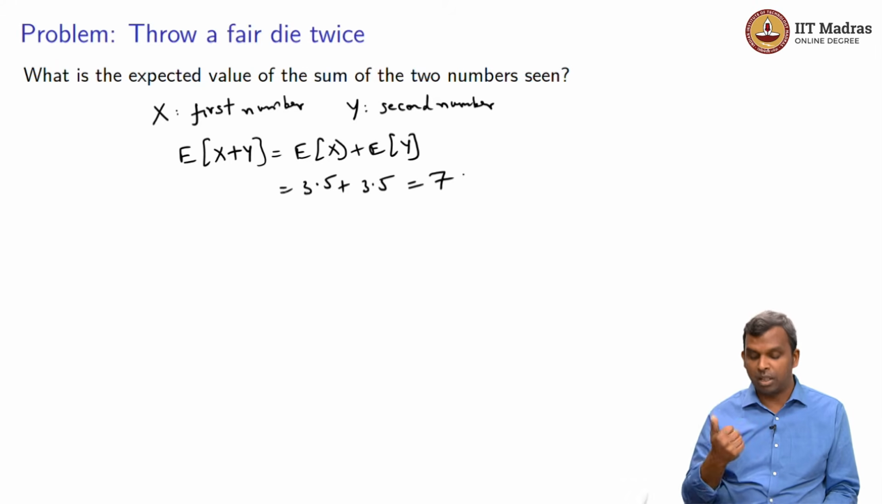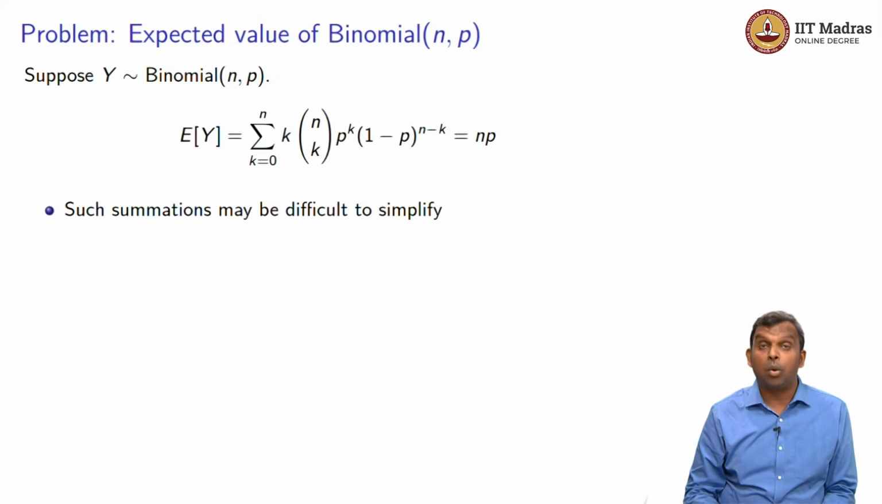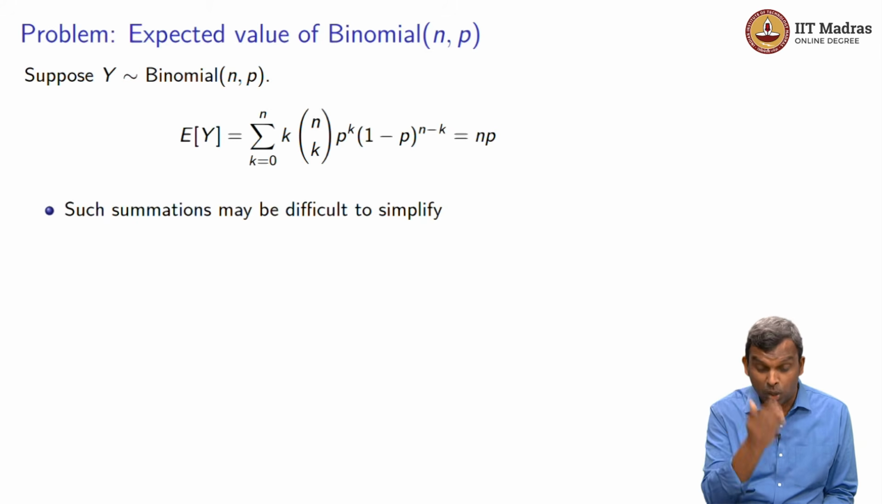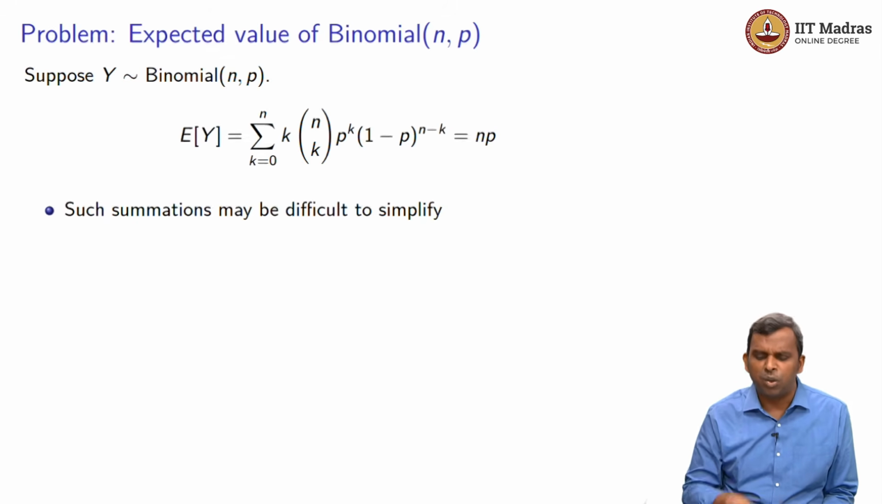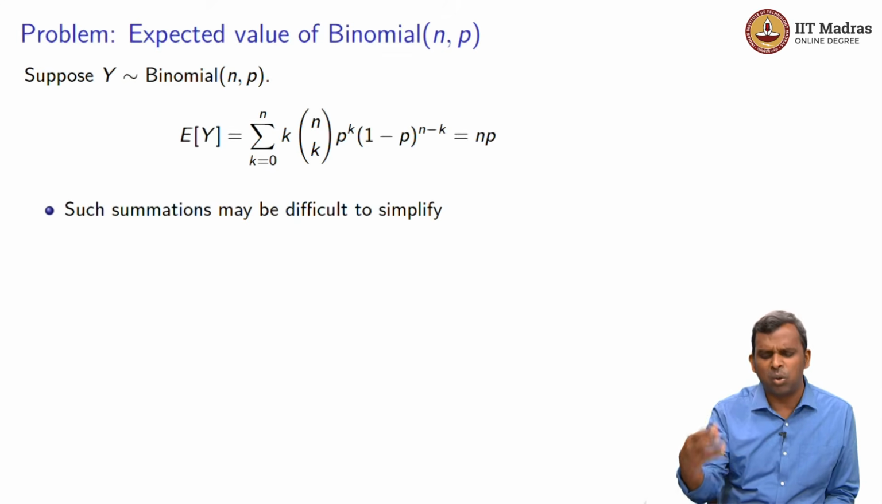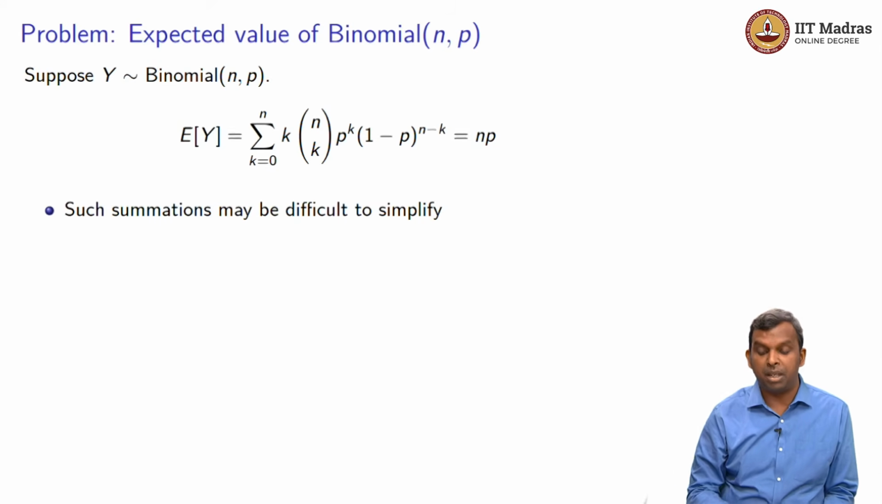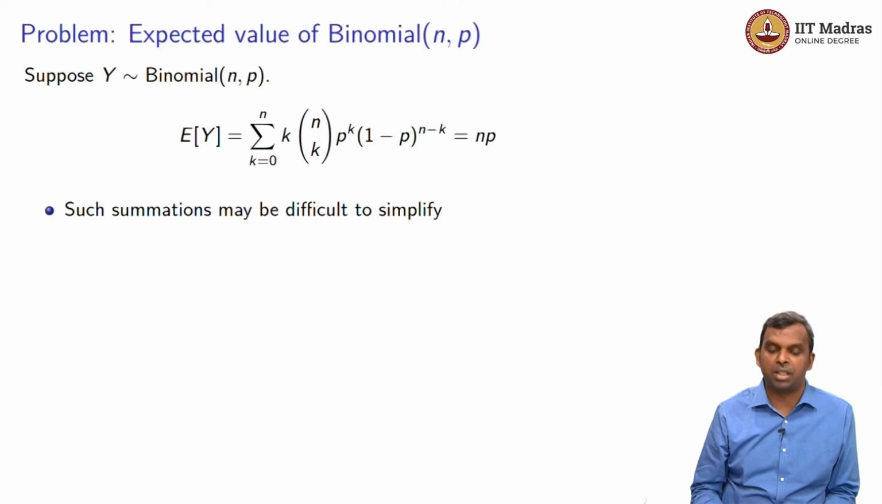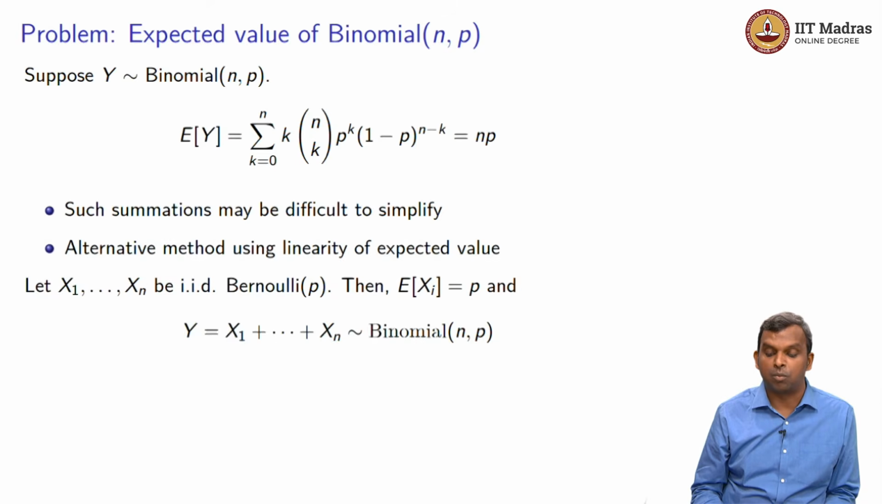Powerful, isn't it? So that's why the expected value is a very, very useful thing in practice. So now let's move on to the expected value of the binomial distribution. We saw that when you have a random variable y, which is binomial NP, you have this complicated summation, and I showed you how you can simplify it by cancelling all this, and finally you end up with NP. I'll show you a much simpler method using linearity of expectation.